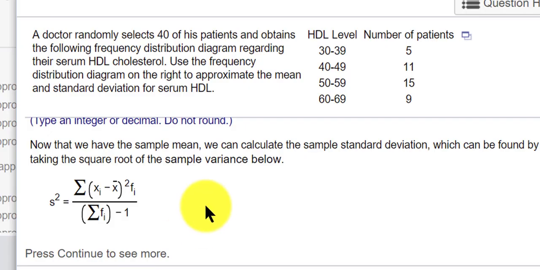So we know what the standard deviation is going to be. But your book or your software will continue to walk you through the calculations to get the variance, and then you can take the square root of the variance to come up with the standard deviation. Okay? So that will hopefully help you with this problem.